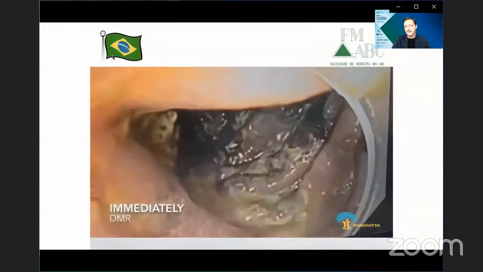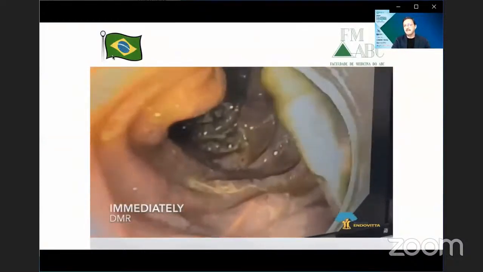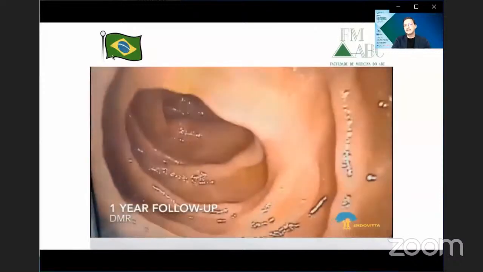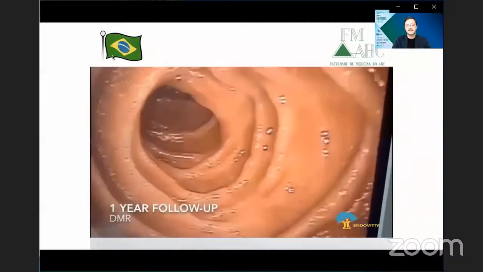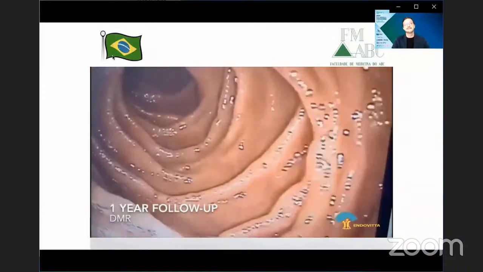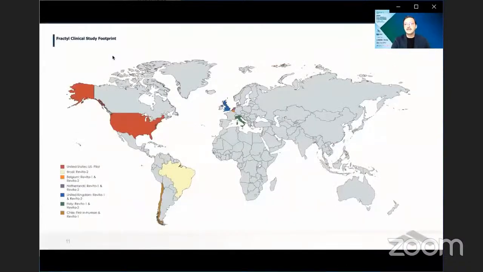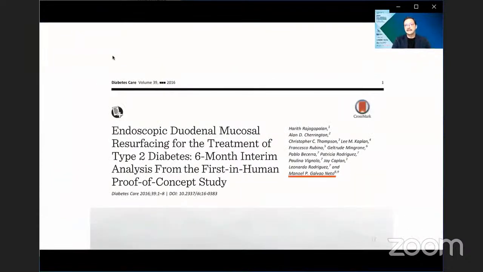the lifted mucosa. And what happens after is that if we just really ablate the mucosa, you have a full recovery, as you can see here in this 1-year follow-up. So there are trials done in Latin America that we started, and then Europe, now in the US. And then the first results were published. This one was published in Diabetes Care.